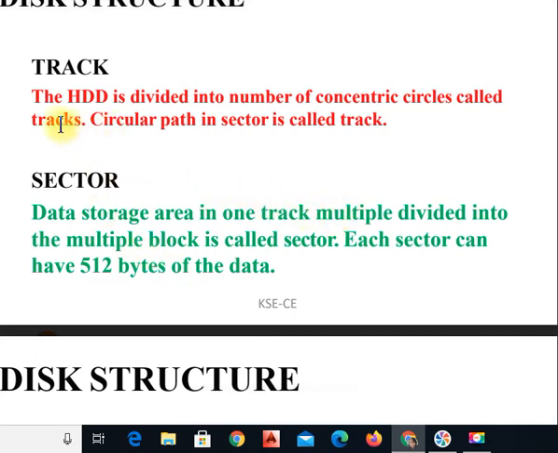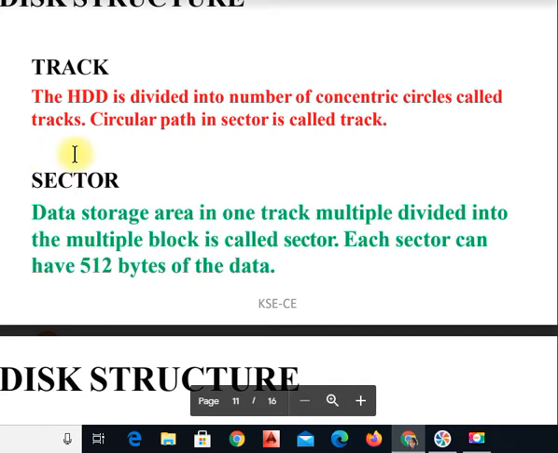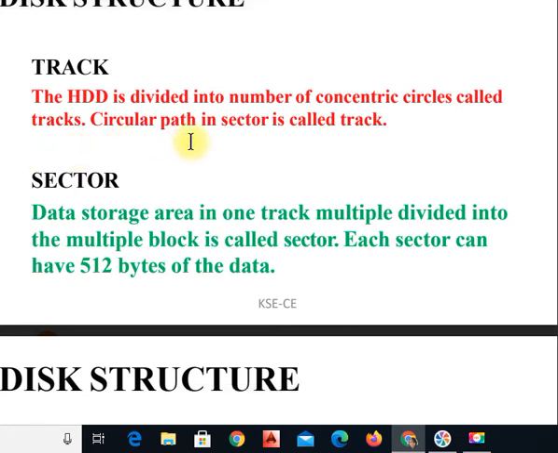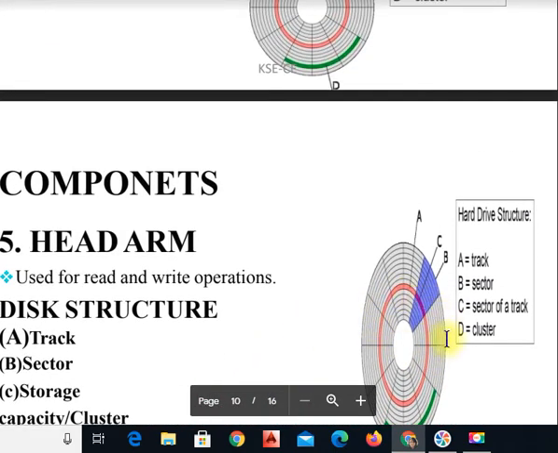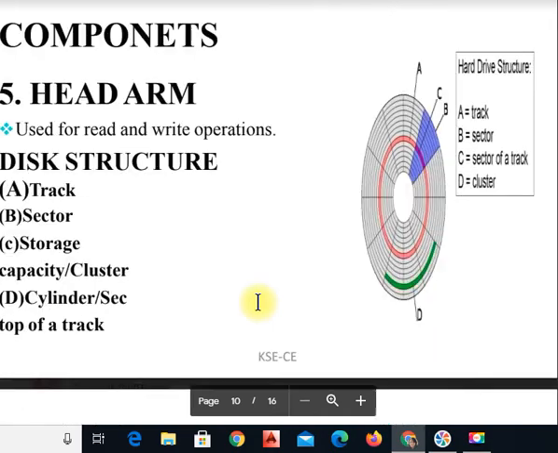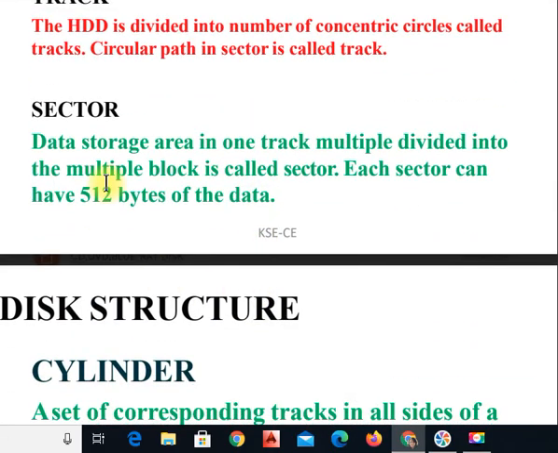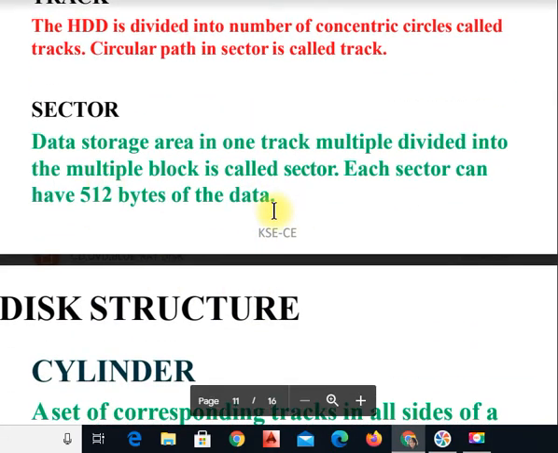What is a track? The HDD, meaning hard disk, is divided into a number of concentric circles. It is called a track. The circular path in the sector is called a track, right? Whatever you see here, this circular portion, indicates a track. Next one is a sector. It is the definition of sector.